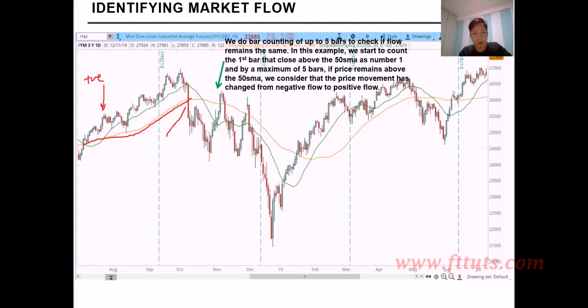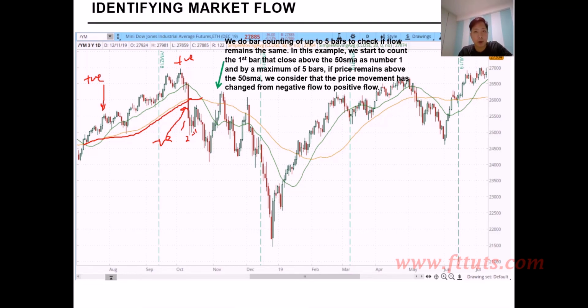You can see there's a red bar here that closes below the yellow 50 SMA. We call this the first bar. Then the first bar, second bar, third bar, fourth bar, fifth bar. By the fifth bar, we can all see that it's still below the 50 SMA. So since by the fifth bar the price is below the 50 SMA, we say that the flow has changed from positive to negative flow. Understand? So we do this thing called bar counting.